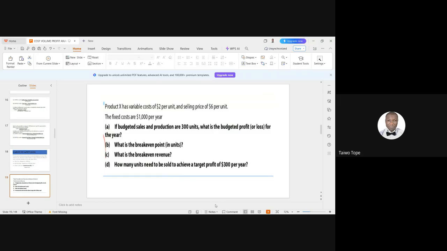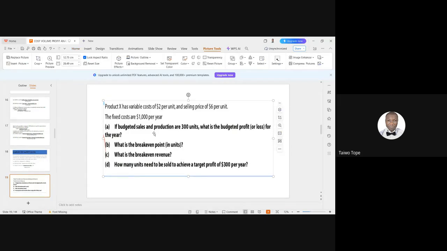Now looking at this question, can you just solve this before we go into the serious question that I've sent on the platform? Product X has a variable cost of $2 per unit and a selling price of $6 per unit. The fixed costs are $1,000 per year. If the budgeted sales and production are 300 units, what is the budgeted profit or loss for the year?